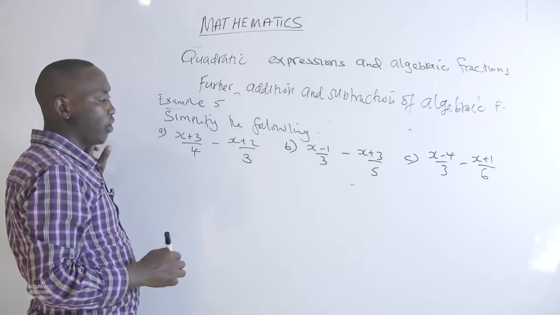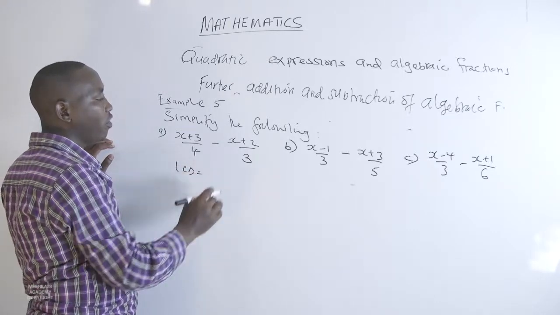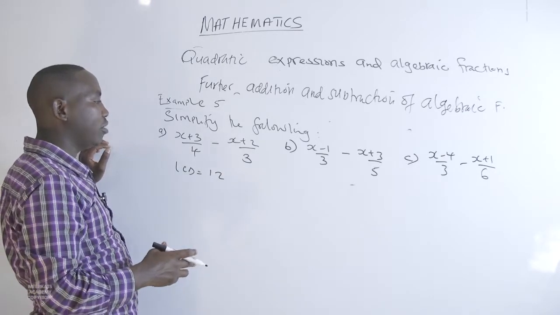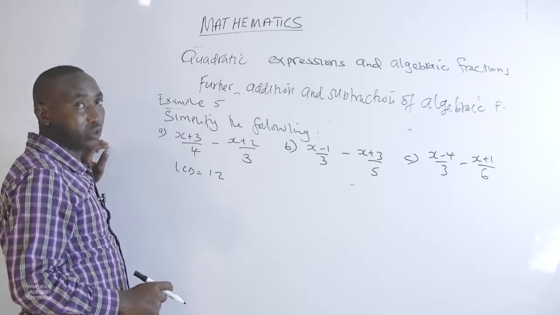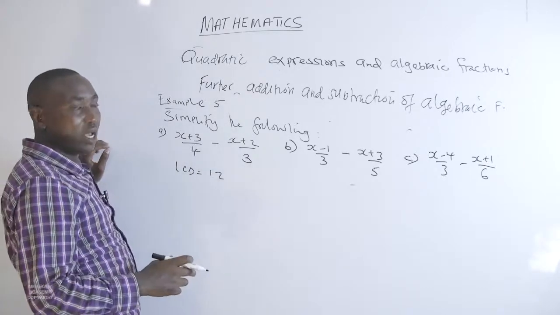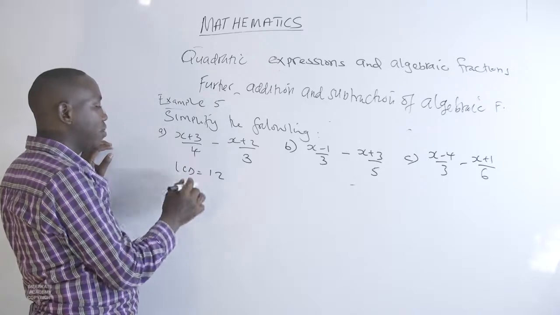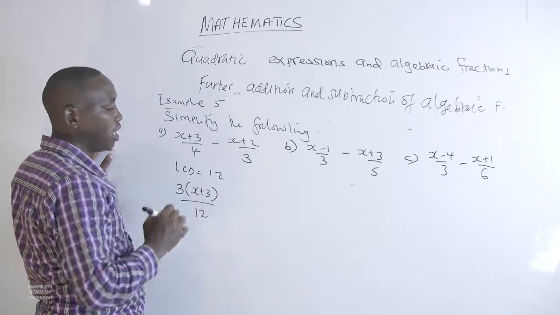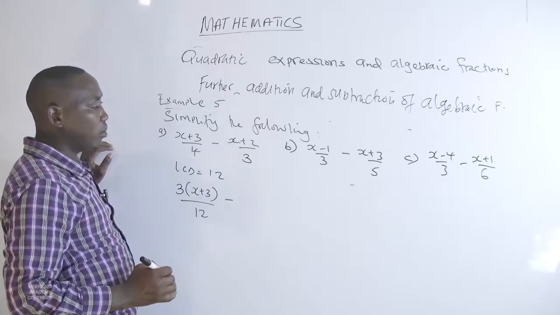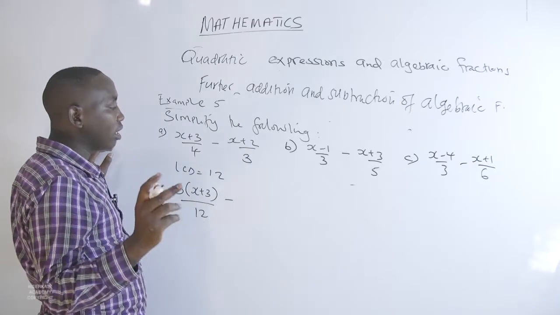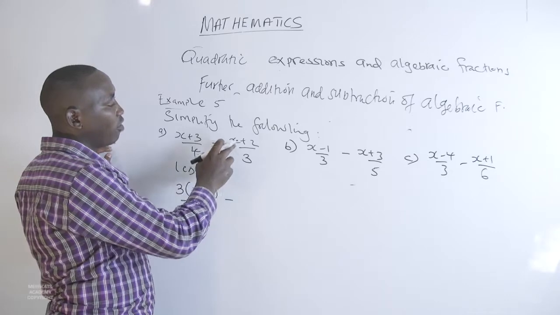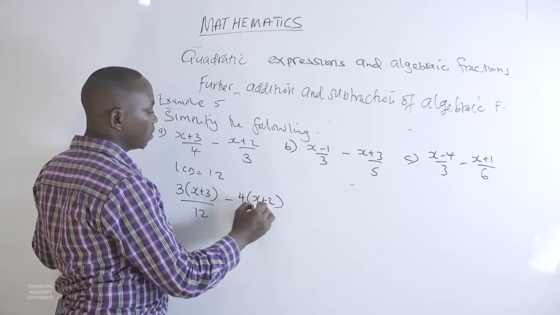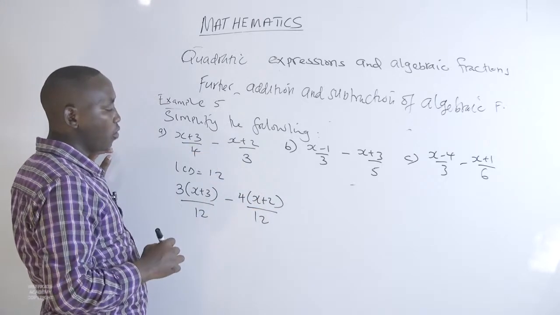Now in the first case, we need to obtain the LCD of 4 and 3, and you'll discover that the least common denominator is 4 multiplied by 3, which is 12. Now 4 goes into 12 3 times. That means we multiply the numerator by 3, and this will be 3 into x plus 3, divided by the new denominator, which is 12. We subtract. 3 goes into 12 4 times. That means we multiply 4 by x plus 2 over the new denominator, which is 12.